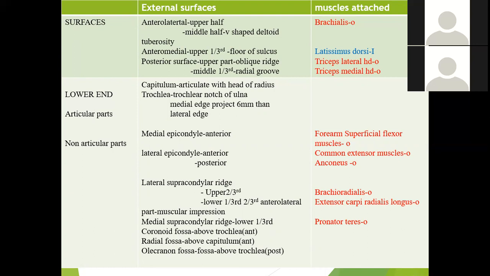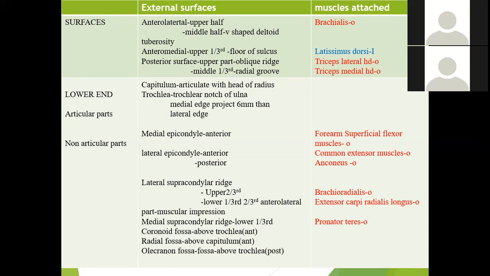There is a muscle called the medial head of the triceps. Overall, you should keep this in your mind: the posterior surface of the humerus gives origin for a muscle called the triceps. Upper part lateral head, lower part medial head. Above lateral, below medial, both are triceps muscle. That's all about the surfaces. So three surfaces: anterolateral and anteromedial surfaces both give origin for the brachialis muscle, and the posterior surface gives origin for the triceps. Now we are coming for the lower end.